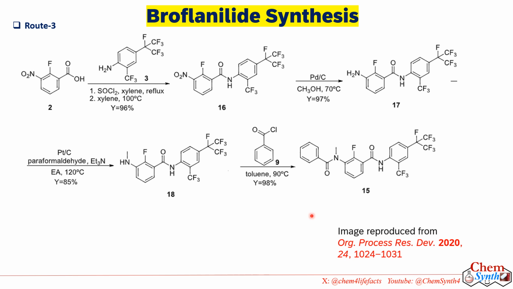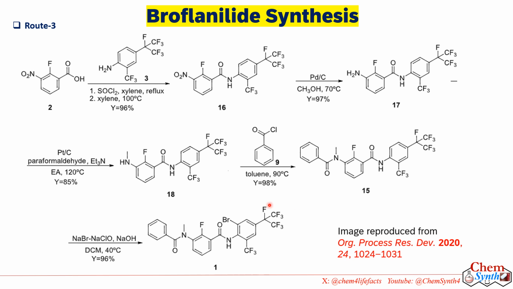And next step was benzoylation by using benzoyl chloride as the reagent, and the final step was the bromination. For this bromination step they have used sodium bromide in presence of sodium hypochlorite.